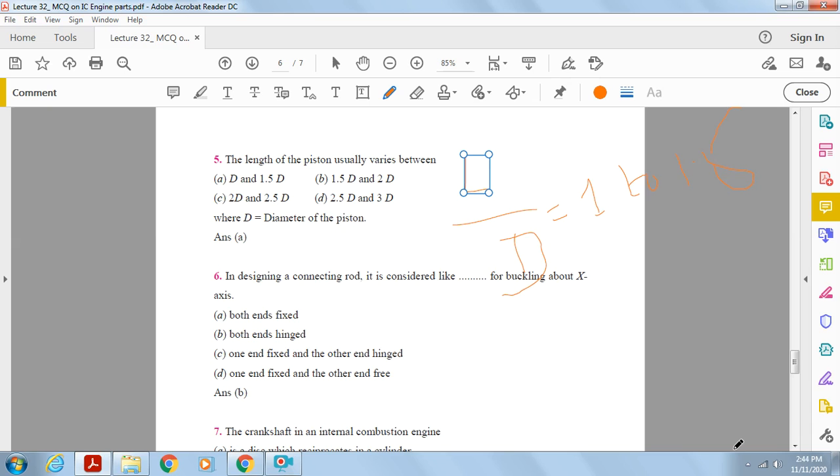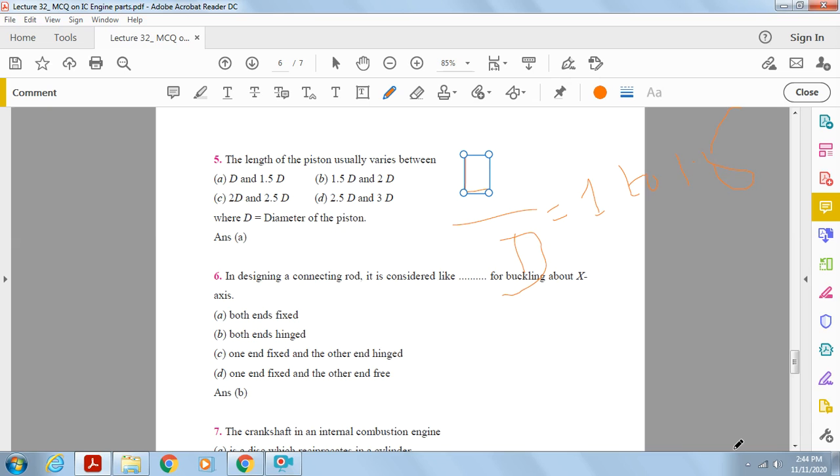So it always looks like the theory of column. In the column theory, as you know, one end is fixed, another is hinged; both ends fixed, both ends hinged, like this. All are different conditions of designing the connecting rod. So what will be the answer, as it is considered like dash dash dash for buckling about x-axis?